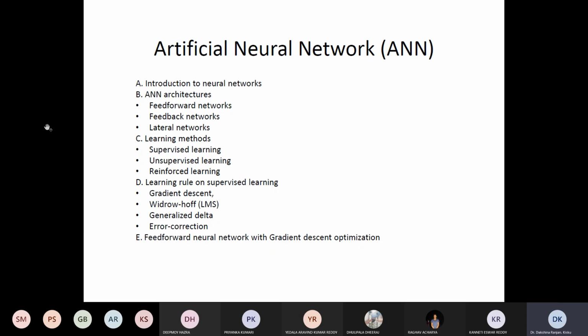So today we are going to start discussing artificial neural networks, and here we will first introduce what a neural network is and how it is inspired from the human brain, and then we will introduce the different artificial neural network architectures. Okay, and we have already studied the learning methods like supervised learning, unsupervised learning, reinforcement learning.